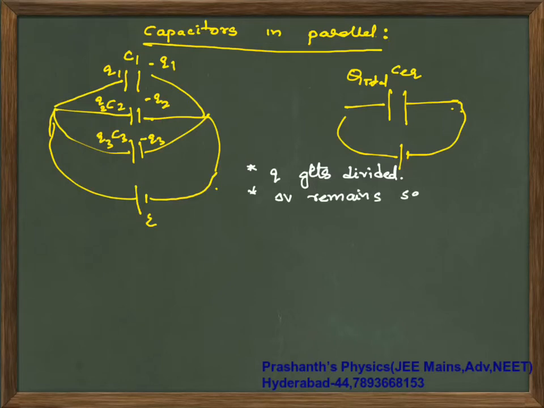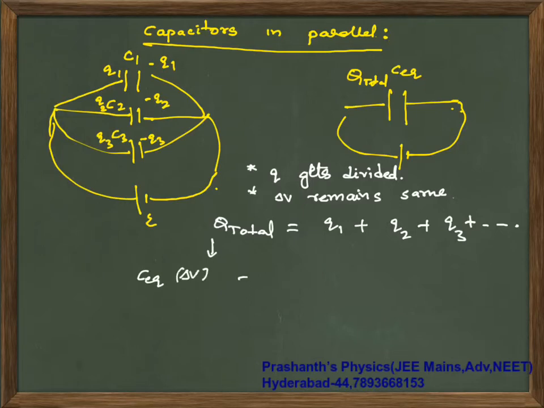Potential difference will remain the same. Your total charge is equal to Q1 plus Q2 plus Q3 plus so on, like this. Now, what does Q total mean? It is C equivalent into the potential difference that you apply between these two points.